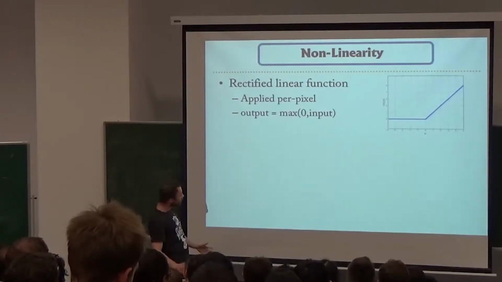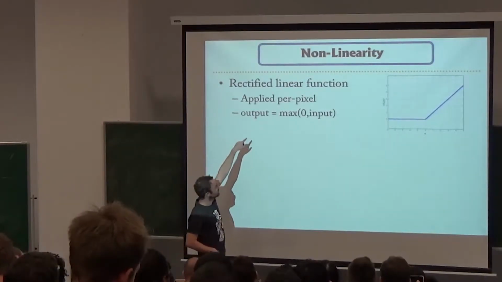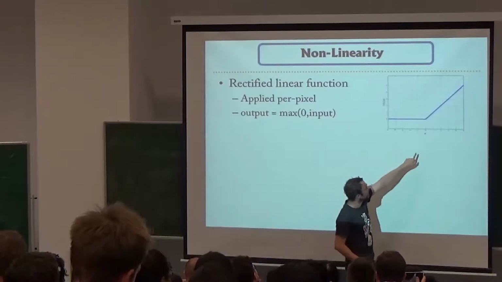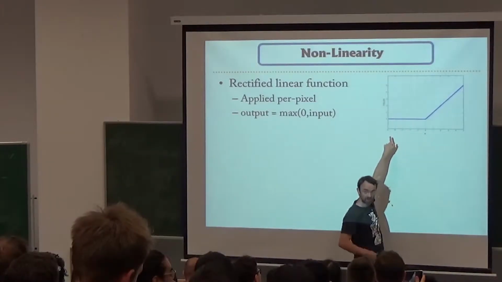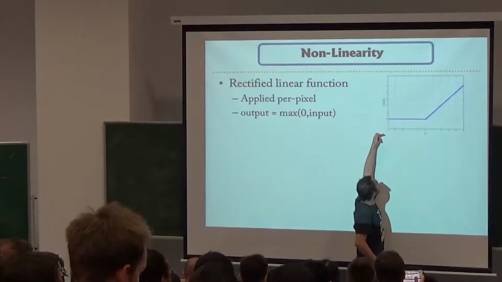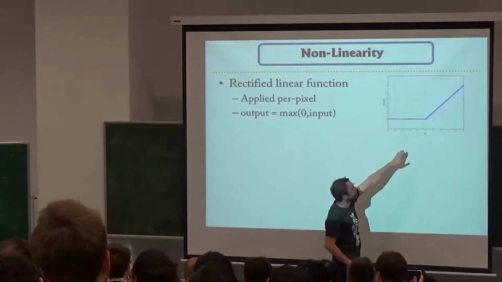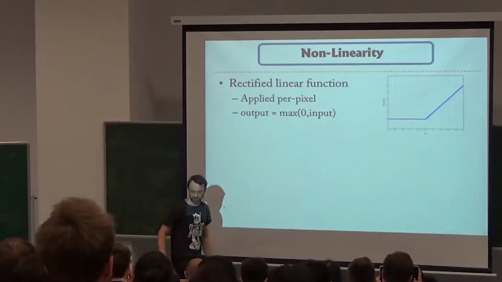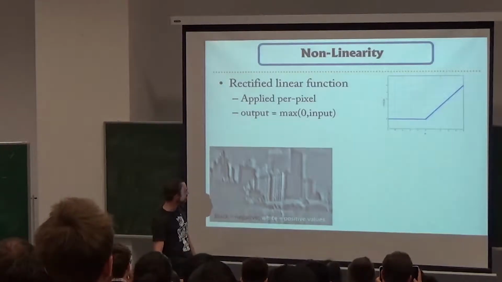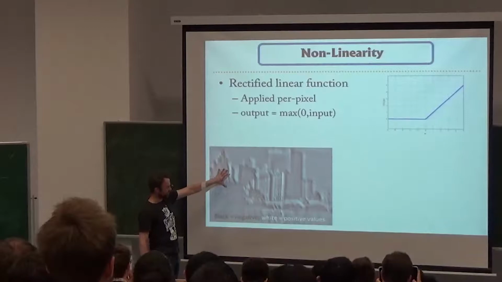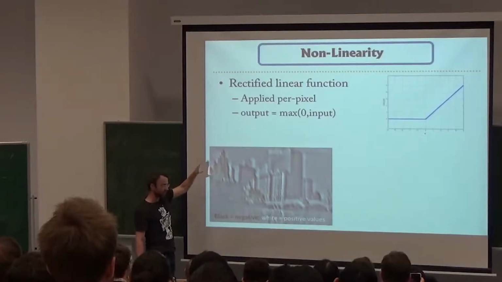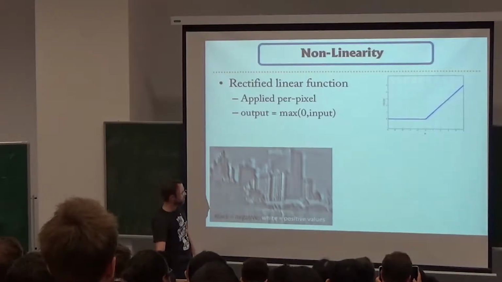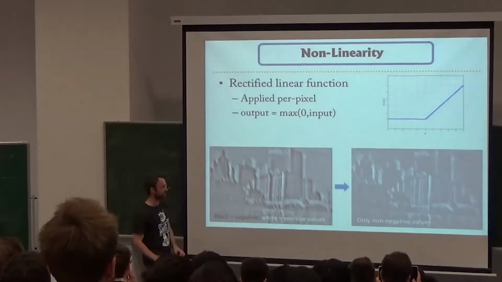Okay, so one very common one is something called the ReLU, which has this profile. This is the input value of a particular pixel from that feature map we just saw, and this is the output value. So essentially, if your input is negative, the output is 0. If your input is positive, you just pass it through. This was the feature map, one particular feature map after the filtering operation. You pass that through your ReLU and you get something that looks a little bit like this.